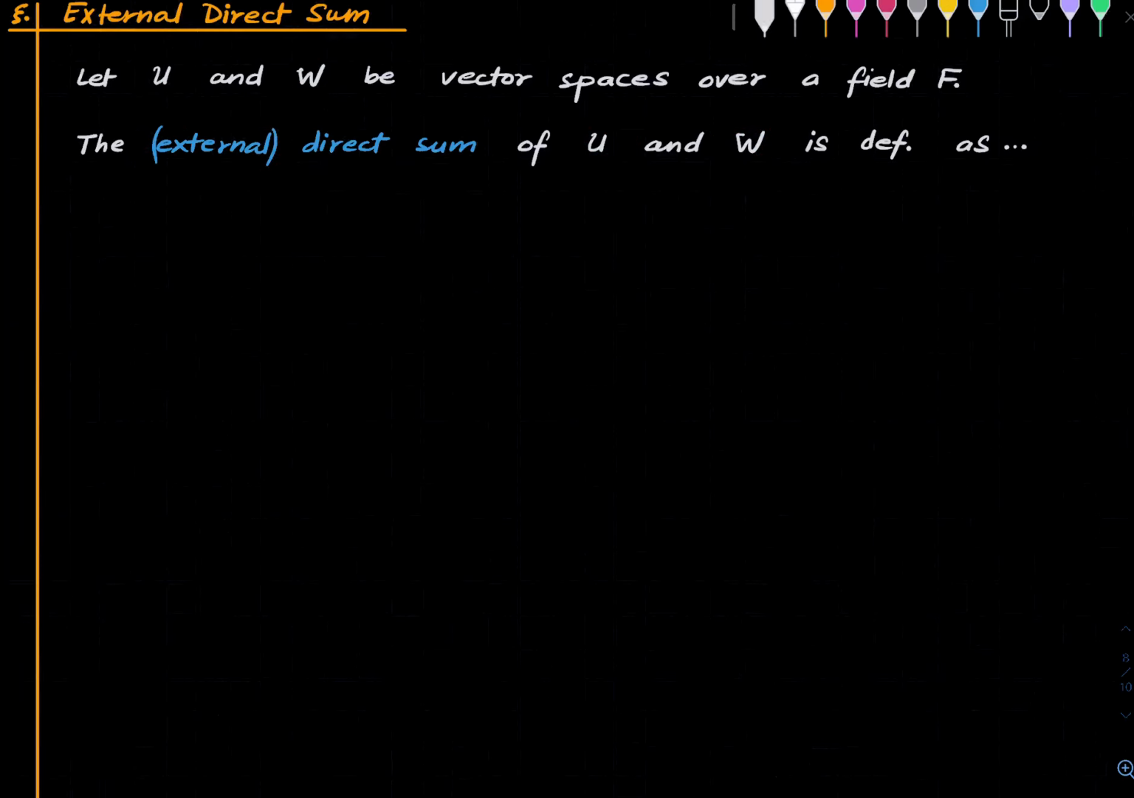We define the external direct sum of U and W as a quadruple: the Cartesian product of U and W, the base field remains the same, and we will define an addition operation and a scaling operation. So the addition operation does what? Let me call this V, so that it's not hodgepodge. The addition operation, of course, takes a pair of vectors and produces a vector. Right now it's not even legitimate to call them vectors, but I hope you understand what I'm trying to do.